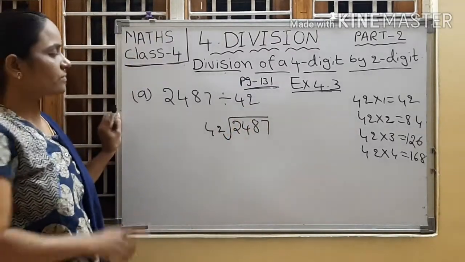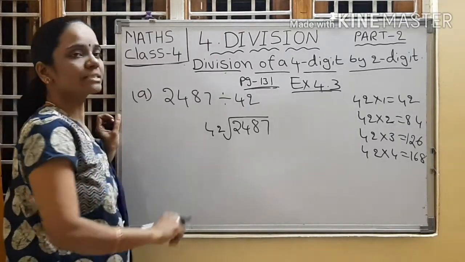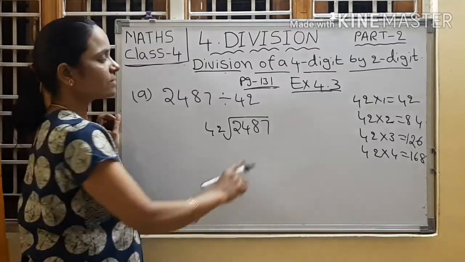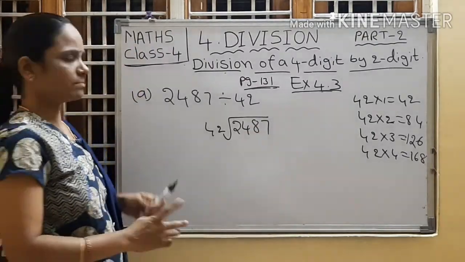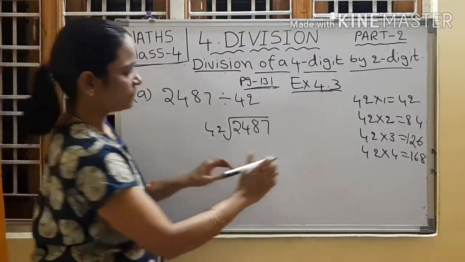42 will not divide 24 because 24 is a smaller number. 42 is a bigger number. Okay, 42 will not divide 24. So we have to take 3 numbers into consideration. Means 3 digits. 248. Write down the table.